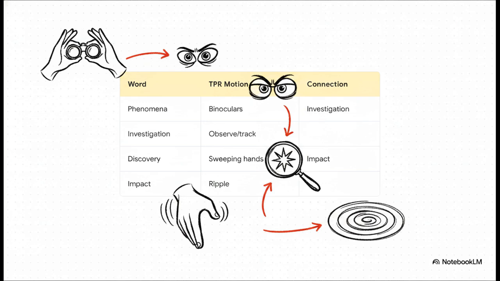But definitely don't stop there. Take a real marker and literally draw physical arrows right on your word wall connecting related concepts. Draw an arrow from phenomena to descriptive investigation because, well, phenomena spark investigations. Draw an arrow from discovery to impact. It literally physically maps the science concepts right in their minds.